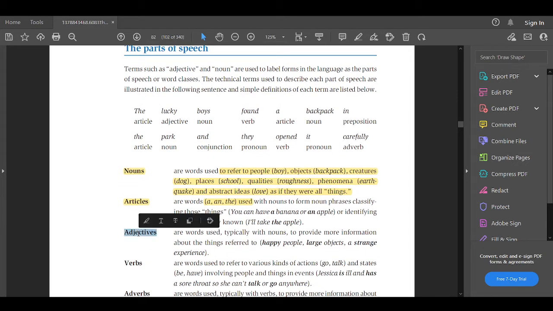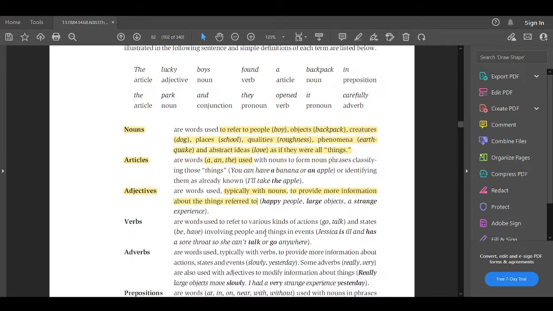Adjectives. Adjectives usually describe what? They describe the nouns. So adjectives are used typically with nouns, to provide more information about things referred to. Examples: happy people. So they give or provide more information about the nouns they refer to.